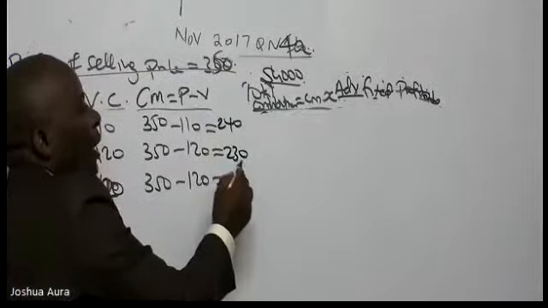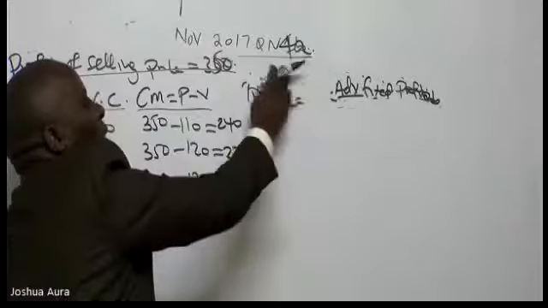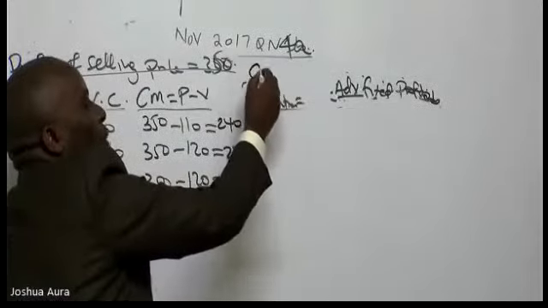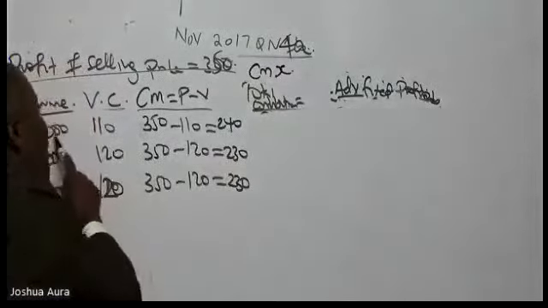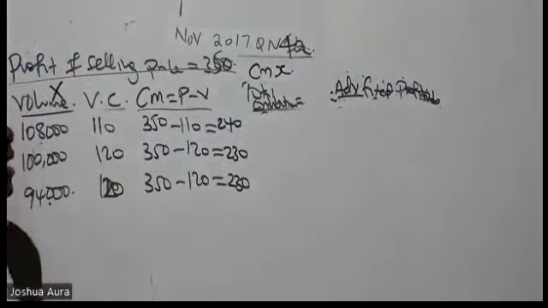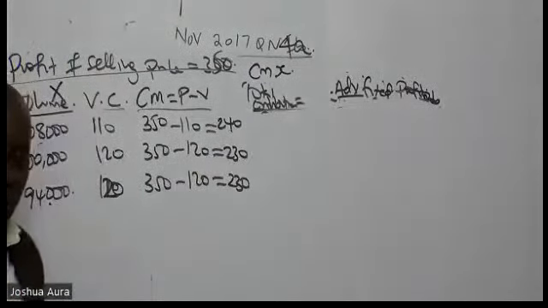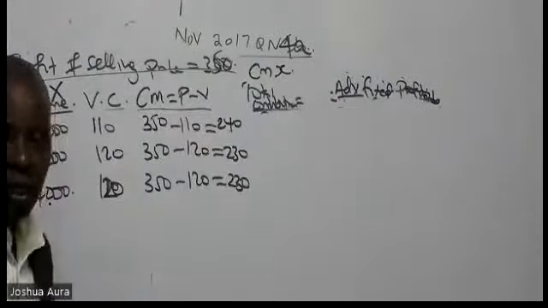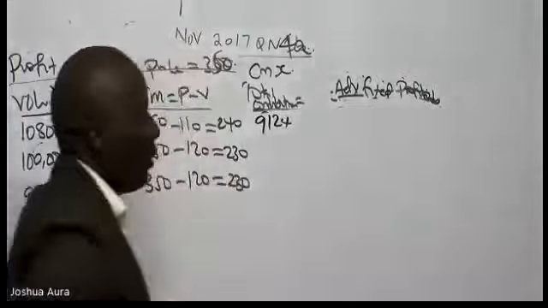So having gotten that, now we can easily get the total contribution in shillings thousands. Remember, for us to get total contribution, we take contribution per unit times number of units. So we take this and this, divided by 1,000 because our figures are in terms of thousands. So the first one is 9124. How about the second one?